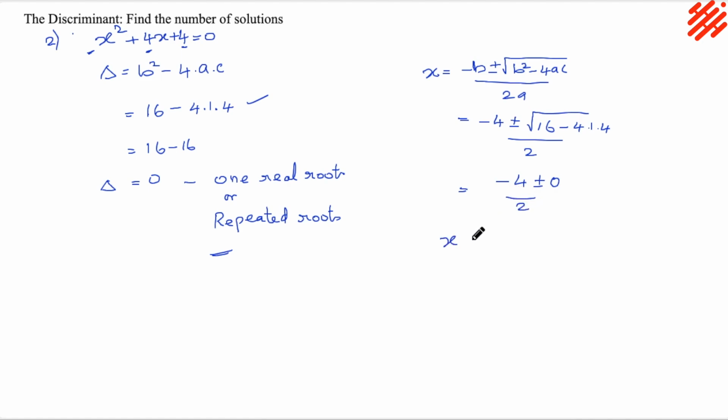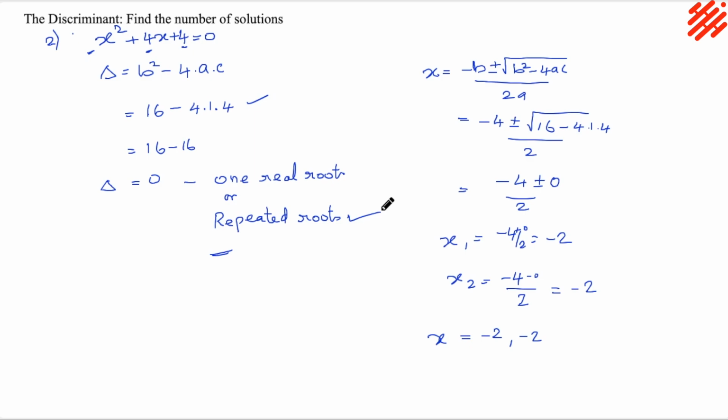So we can say x1 equals minus 4 by 2 equals minus 2, and x2 equals minus 4 minus 0, divided by 2, so again we have minus 2. So x has the roots minus 2 comma minus 2, so that means it has repeated roots.